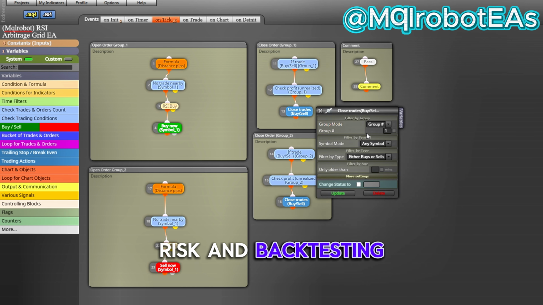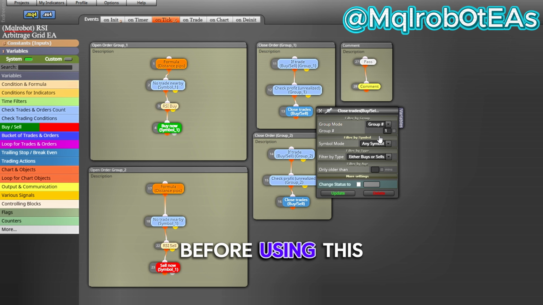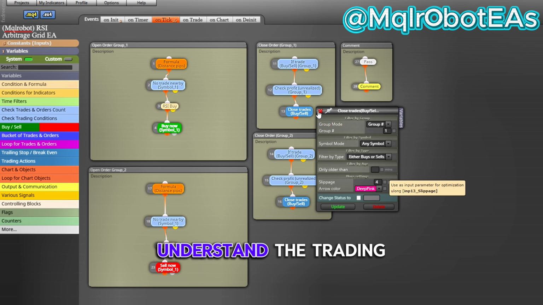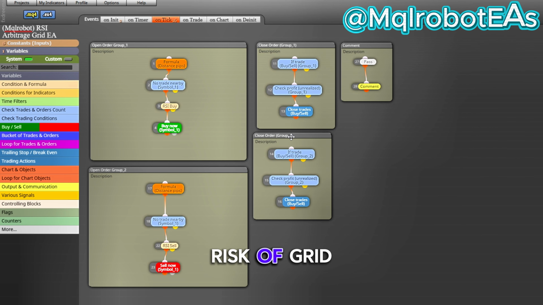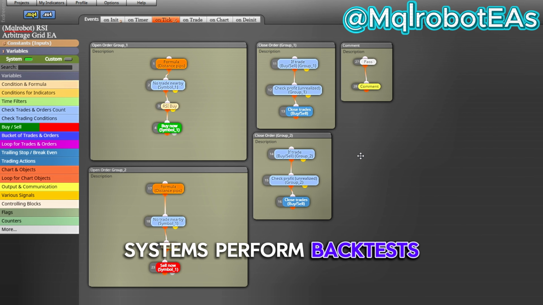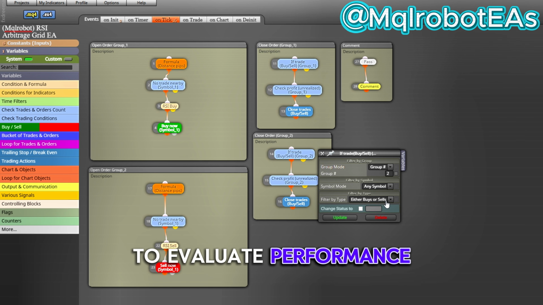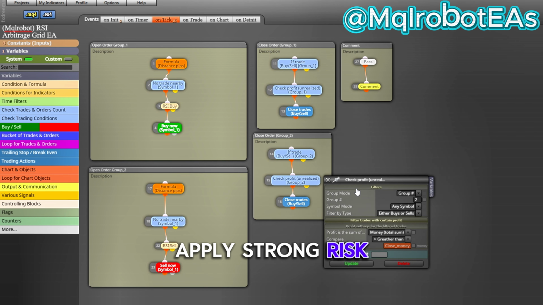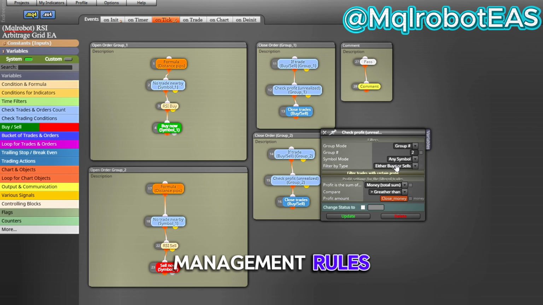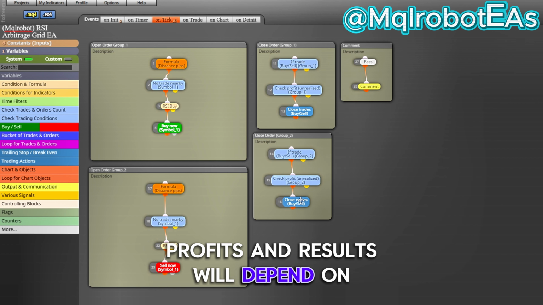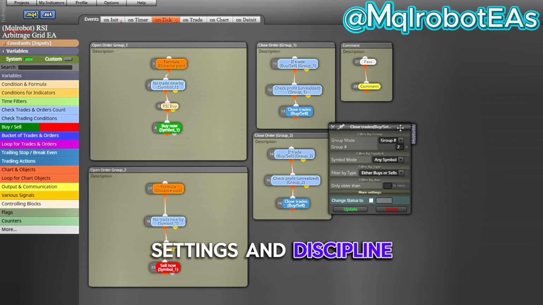Risk and backtesting. Note, before using this EA on a live account, it is very important to understand the trading strategy and the risk of grid systems. Perform backtests with 99.9% tick data to evaluate performance. Apply strong risk management and money management rules. Remember, no EA guarantees profits, and results will depend on market conditions, settings, and discipline.